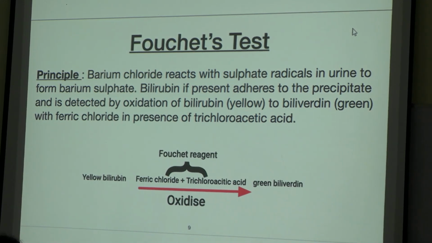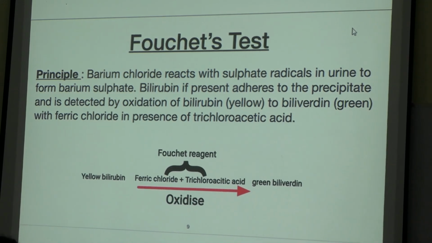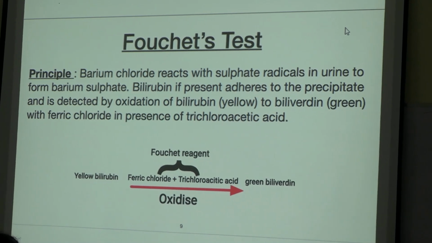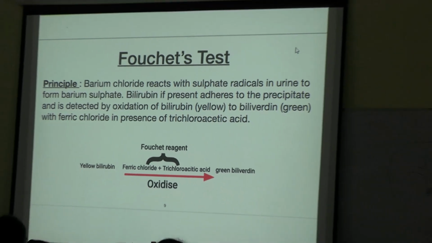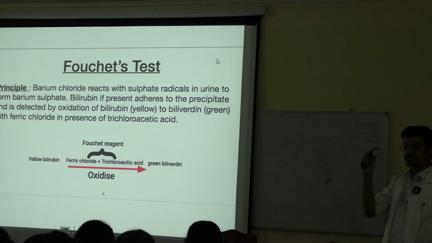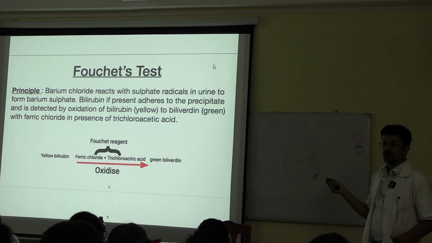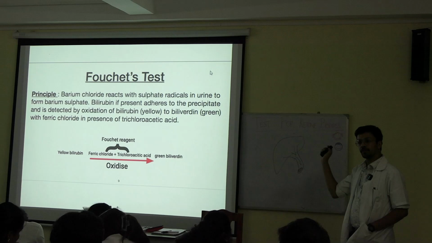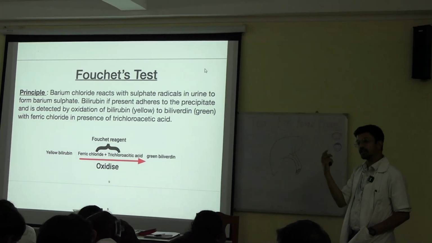Absence of stercobilin. Urobilinogen will divide into three parts. One forms the stercobilin, another is the urobilin, and another goes back via the enterohepatic circulation. The stercobilin is responsible for the yellow color of the stool. In case of obstructive jaundice, stercobilin will not be there, so it will be pale colored stool.